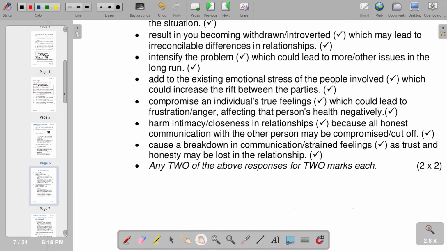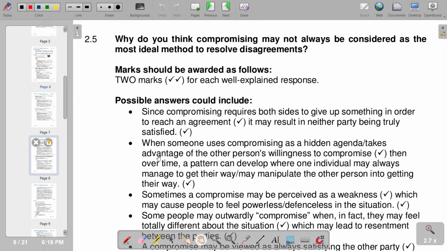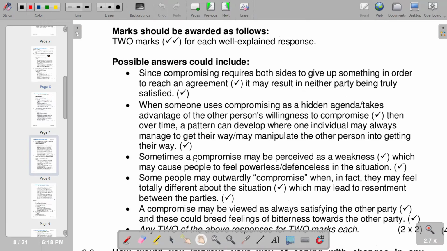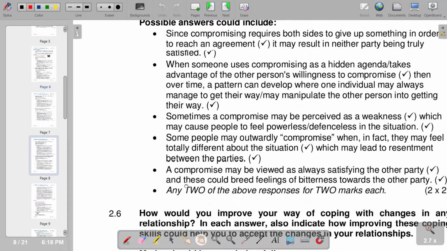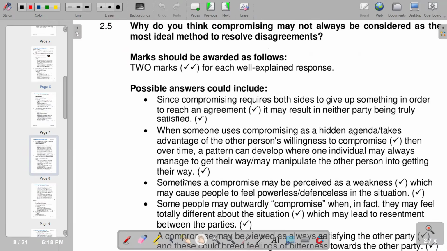So moving on to the next question that we have, which is 2.5, which reads: why do you think compromising may not always be considered as the most ideal method to solve disagreements? The possible answers could include, since compromising requires both sides to give up something in order to reach an agreement, it may result in neither party being truly satisfied. So that's one of the points that you can include. We have further points also that we can include that are also correct in terms of that question.